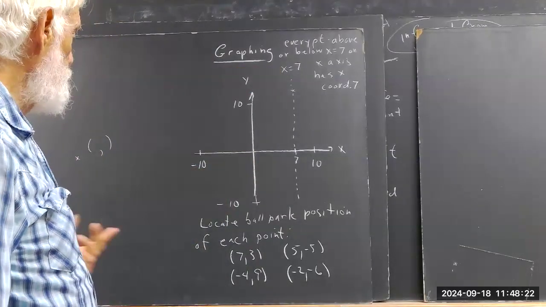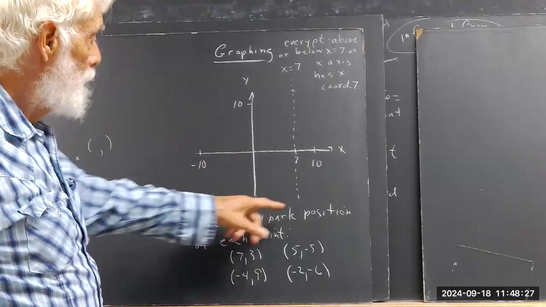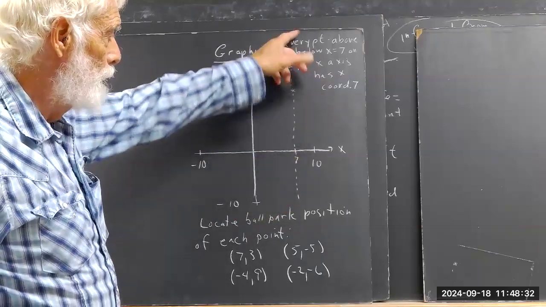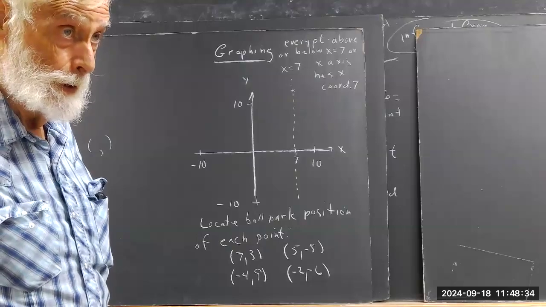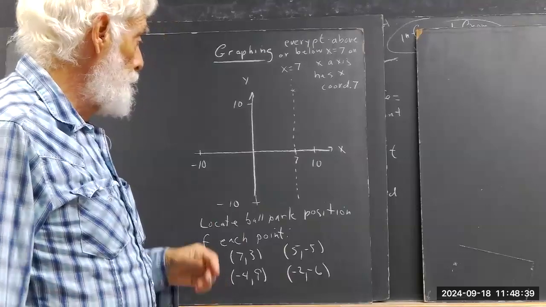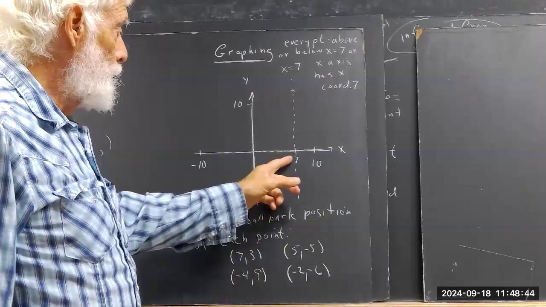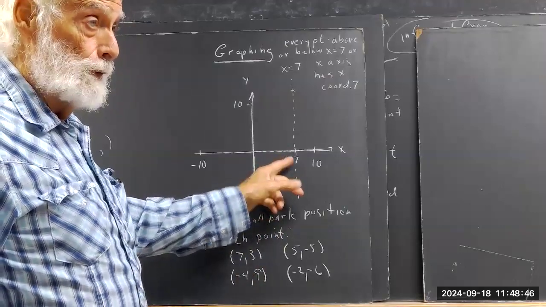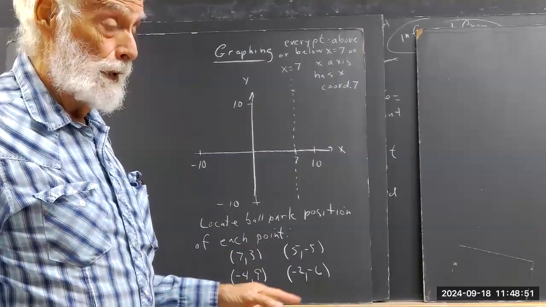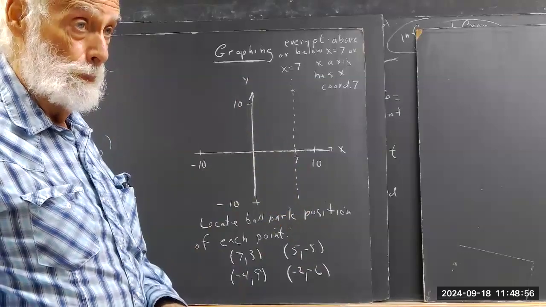Now, where are all the points for y equals 3? Don't take time to copy down what I did here, because we're going to move on. You come back and look at it later when I post the video. But what would I do for y equals 3? I did something for x equals 7 here. I drew a dotted line showing all the points where x equals 7, right? Can you draw me a dotted line that shows all the points for y equals 3?